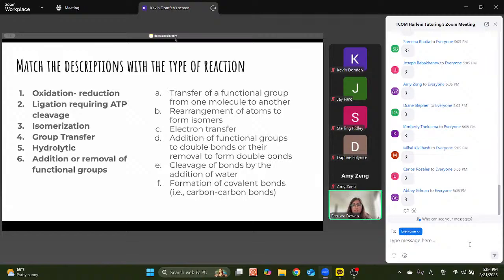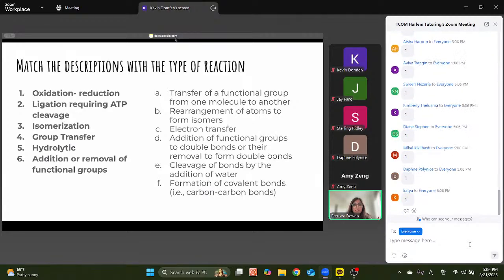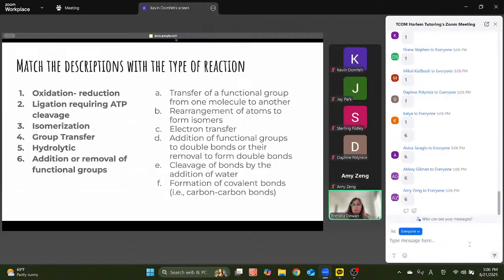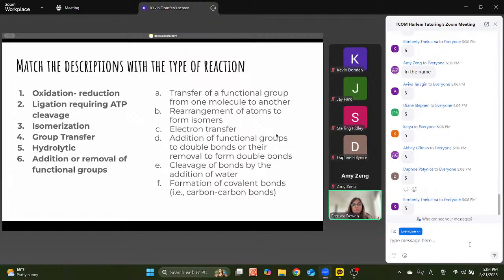And the next one, electron transfer. Yep, that one is oxidation reduction. And then the next one, addition of functional groups to double bonds or their removal to form double bonds. Yeah, that one is pretty straightforward. The name and type of reaction is already kind of stated within each other. And the next one, cleavage of bonds by the addition of water. Yep, that one is hydrolytic. An example would be like peptide bond hydrolysis by proteases.